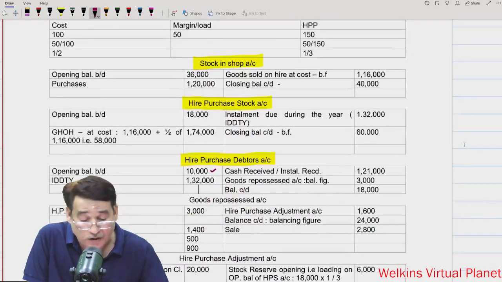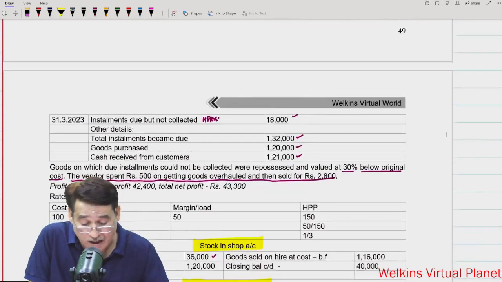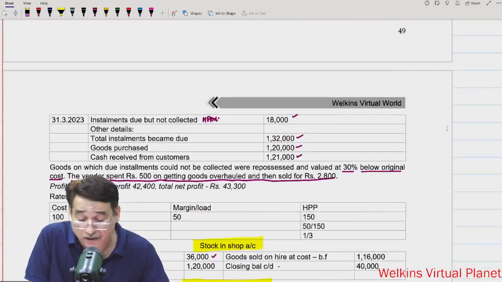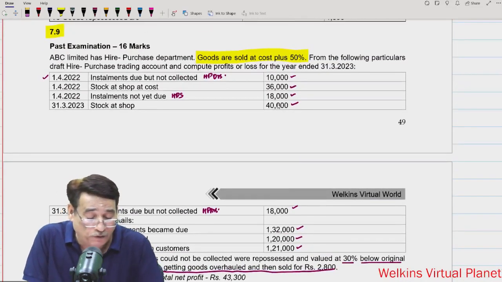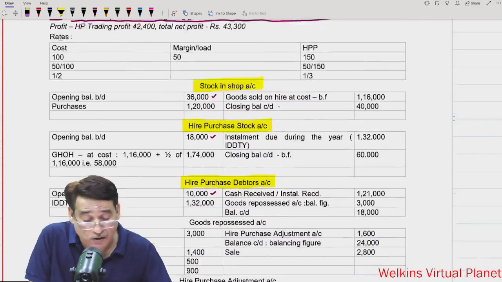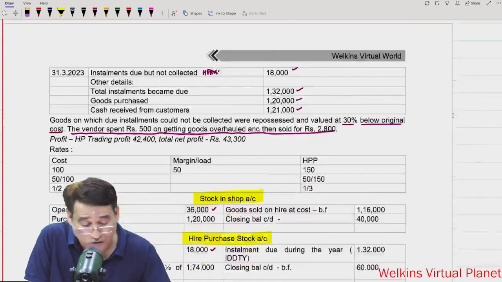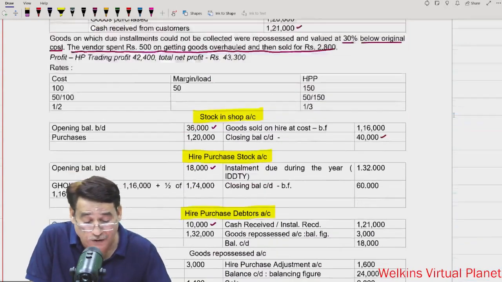Stock in shop account. In the stock in shop account, you are going to write opening balance 36,000. Then installment not due is related to the hire purchase stock account. So in the hire purchase stock account, you are going to write 18,000 as opening balance. And then you are given here a stock in shop account 40,000. So you will prepare the stock in shop account, and the closing balance is 40,000. You will write 40,000 over here.